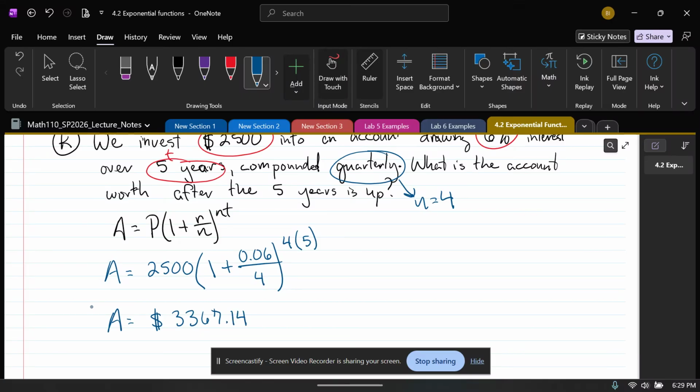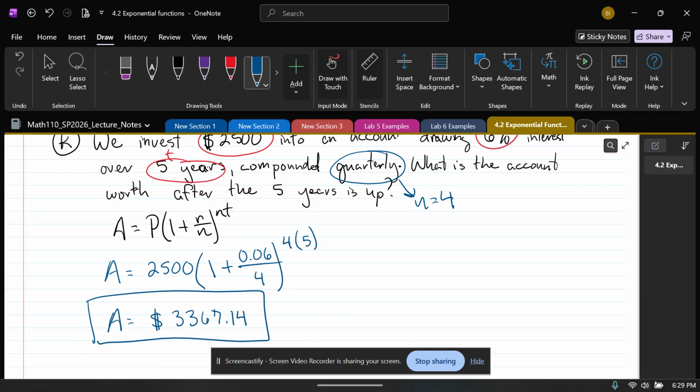$3,367.14. Anytime we're doing money problems, we want to round to the nearest cent, unless the problem says maybe round to the nearest whole dollar or something like that. If it says something different, then do what it says, but most of the time you're going to round to the nearest cent. Okay.